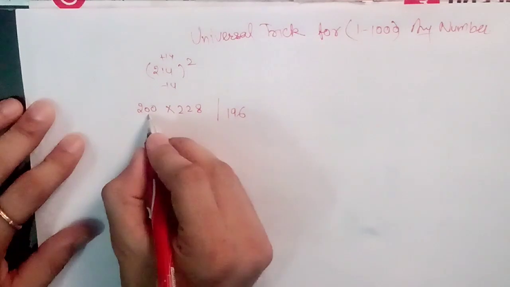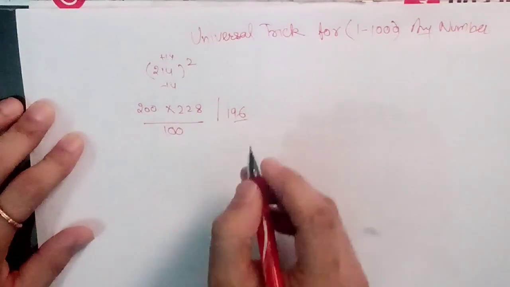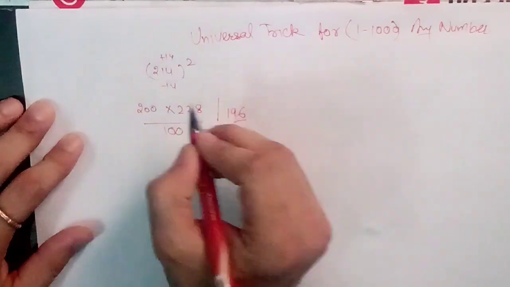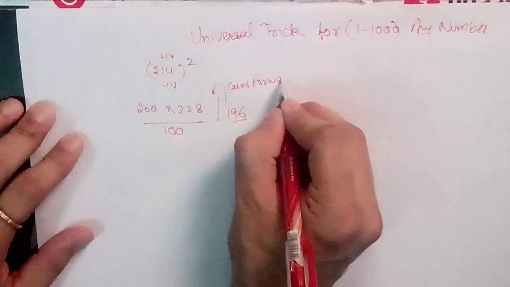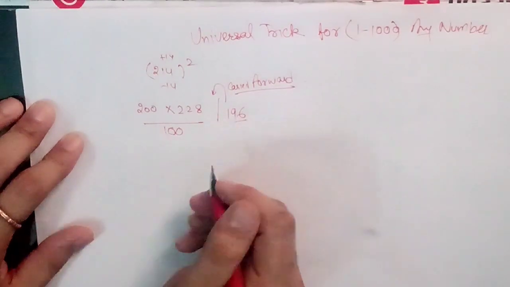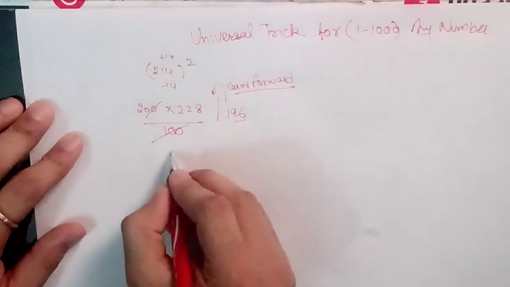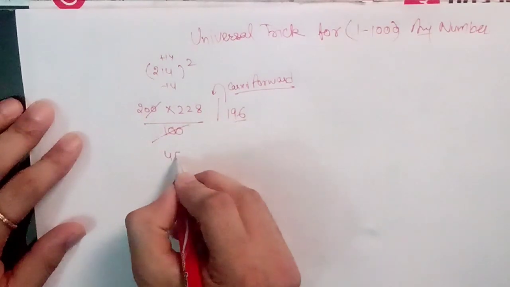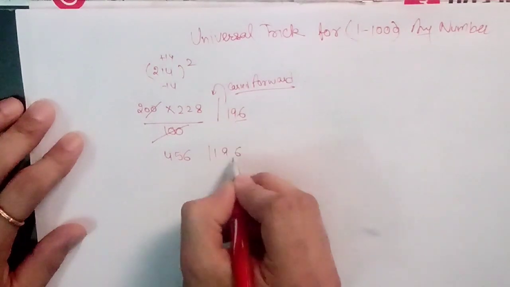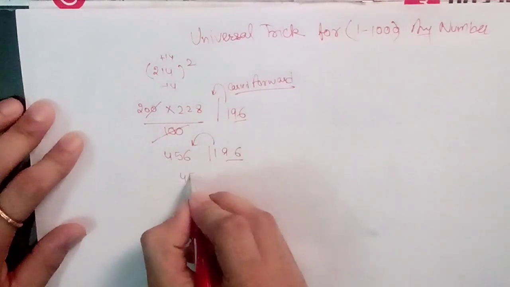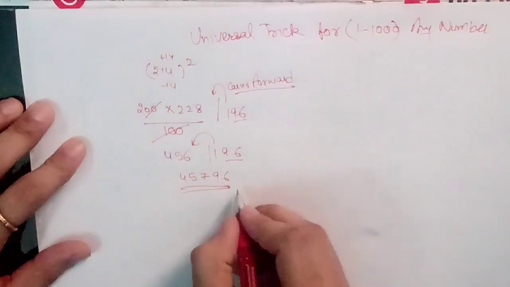If you have taken 20, then you need to divide it by 20. The 2 digits will be taken from this and 1 will be carried forward. 2020, 228 into 2, you will get 456. And 196, so 1 will be carried forward. You have 45796. You can check it in your calculator, you will see the same answer.